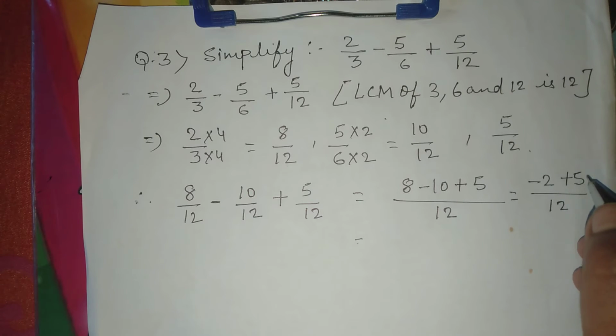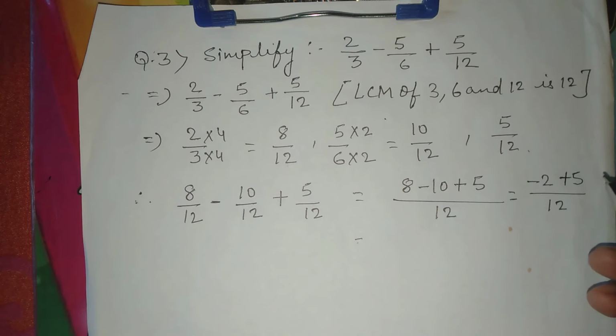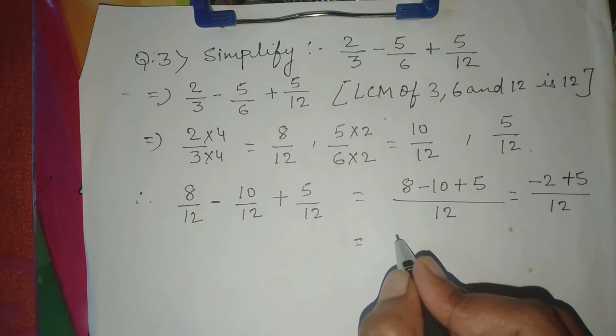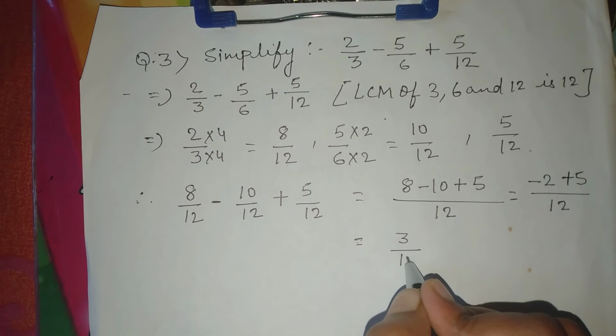We will get 3 because we always take the bigger number, whatever it is, negative or positive. Okay, so here our bigger number is 5 and the sign of the bigger number is positive. So what will we take? We will take positive 3, means plus 3. So 3 by 12.